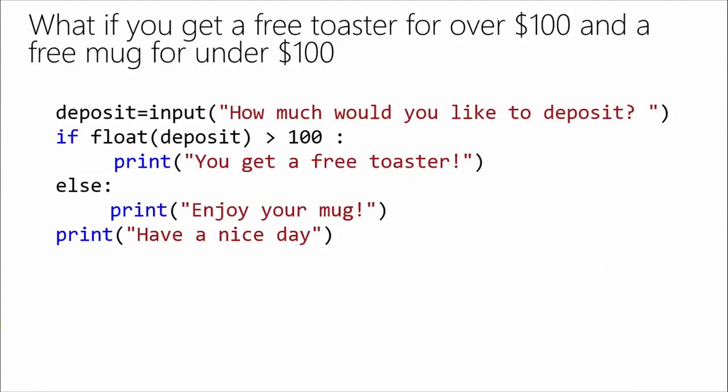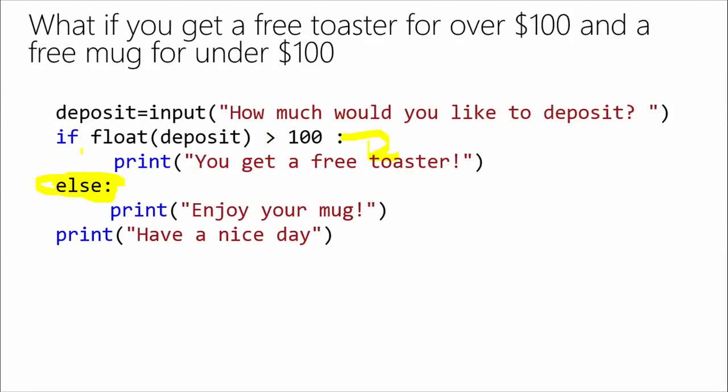So there is a special syntax we use. You use the keyword else, and you have to remember that colon after it. And this code will only be executed if the condition is not true. So in this situation, if they have over $100, it will execute and give them a free toaster.